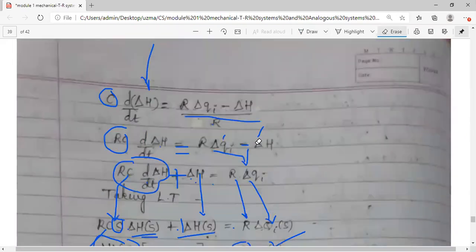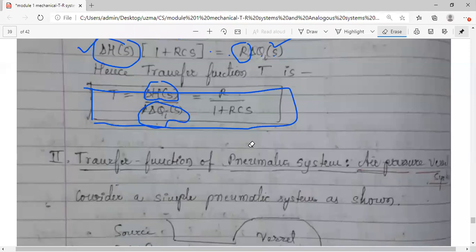This is your liquid level system. Coming to the second type of the system, again a similar analysis we are going to do here. As I told you in the previous session, what does pneumatic indicate? Gaseous air. Air plays a major role here, just like in the case of hydraulic, where liquid plays an important role. So in a pneumatic system, air or the gases are the major parameter.